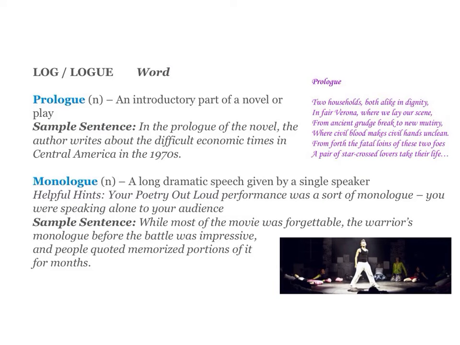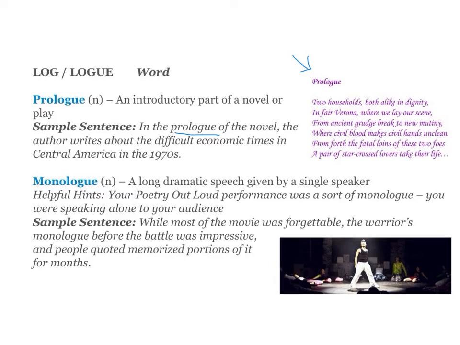Your next root is log, which means word, and your first word is prologue, which is an introductory part of a novel or play. Your sample sentence reads, in the prologue of the novel, the author writes about the difficult economic times in Central America in the 1970s. So the prologue will often be the first thing in a novel or a play and serves as kind of an introduction or some background information to the work. Over here is the beginning of the prologue to Romeo and Juliet, which gives some background about what's happening in Verona at the time and the families who are going to be the main characters in the play.